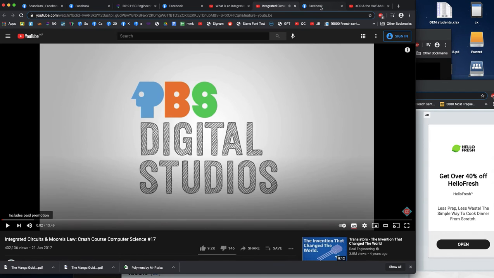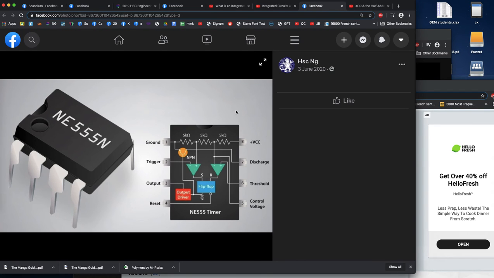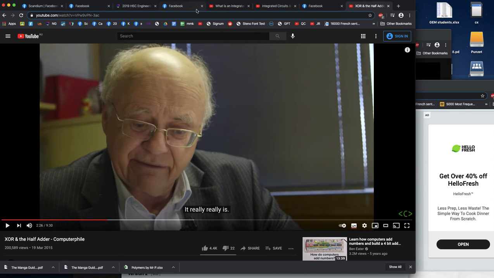I'm not going to go through that. This is an IC, and it has some stuff. I don't know what it does. It's a timer. There we go. A 555 timer. Copeland talks about that in his book.